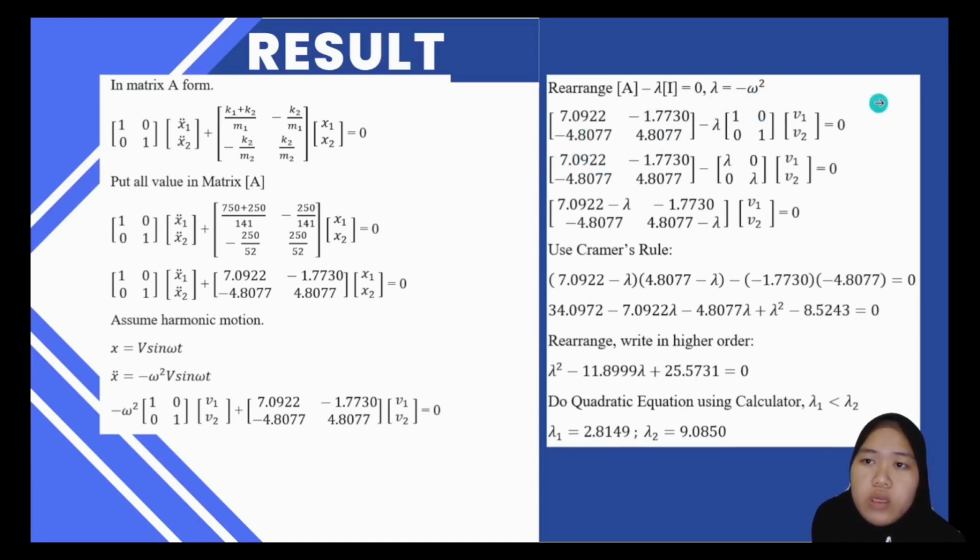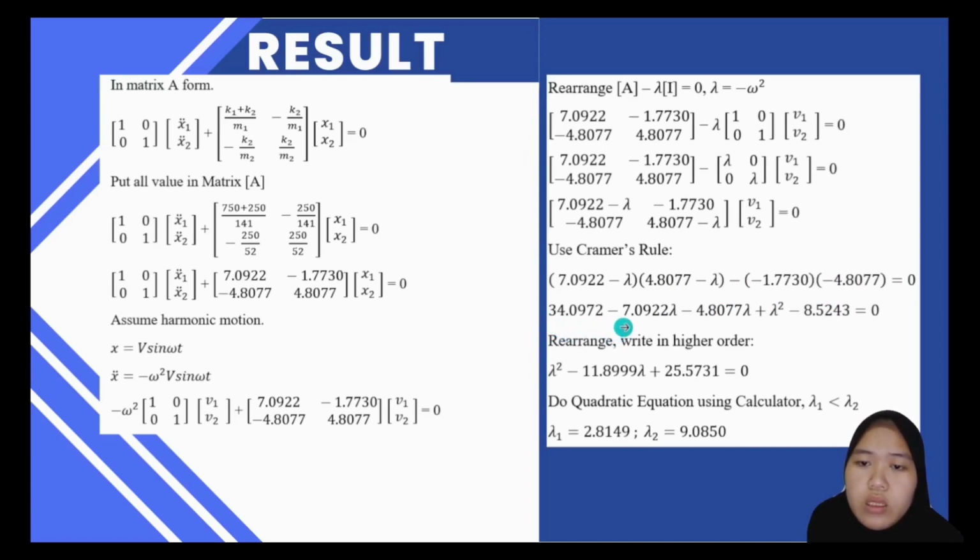Then after we arrange it like this, we will subtract matrix A, so that matrix A equals lambda, M minus lambda. So after that we will have this matrix. Then we will use Cramer's rule: 7.0922 minus lambda times 4.8077 minus lambda, minus negative 1.7730 times negative 4.8077, equals 0.